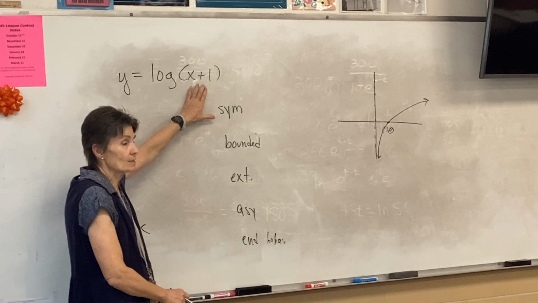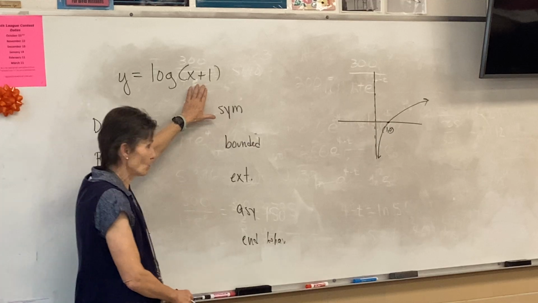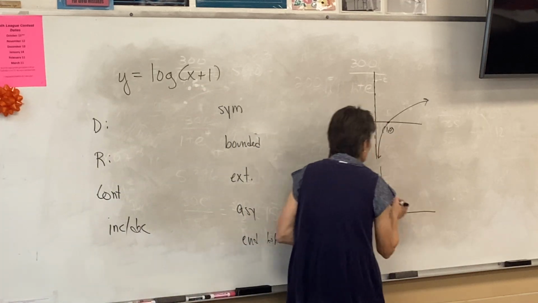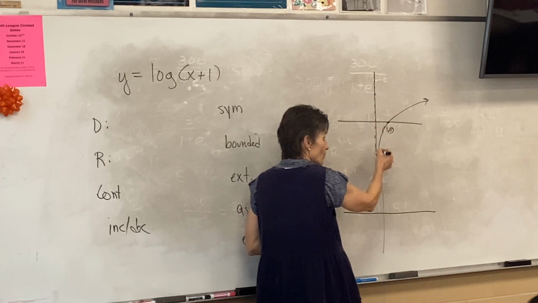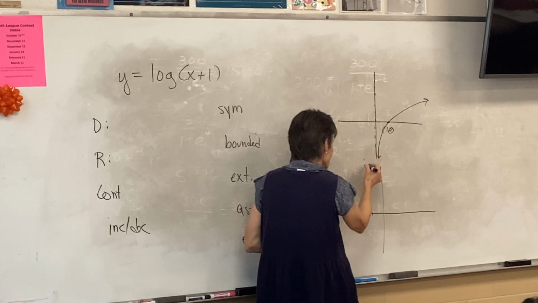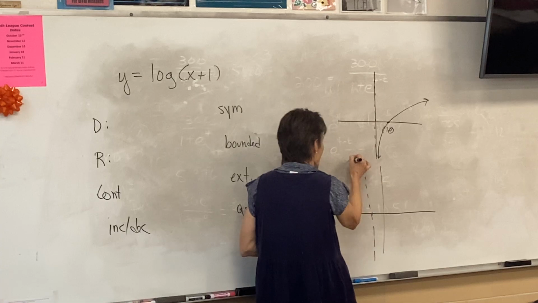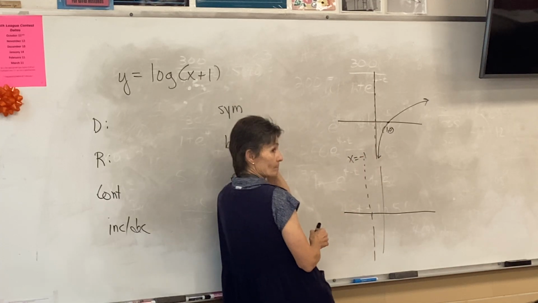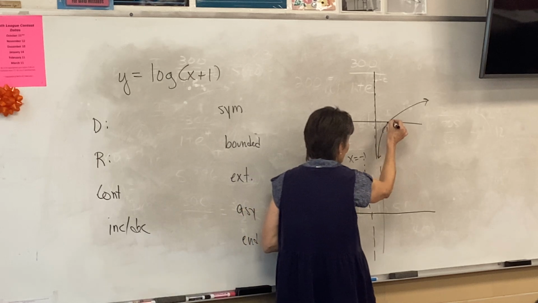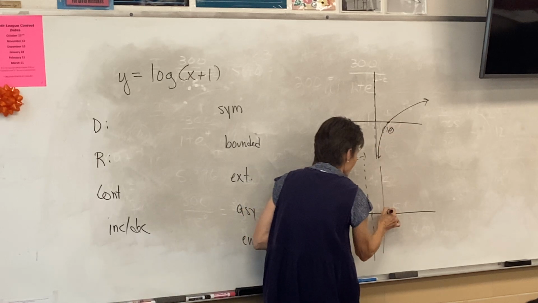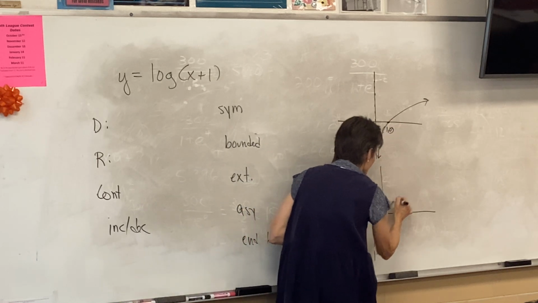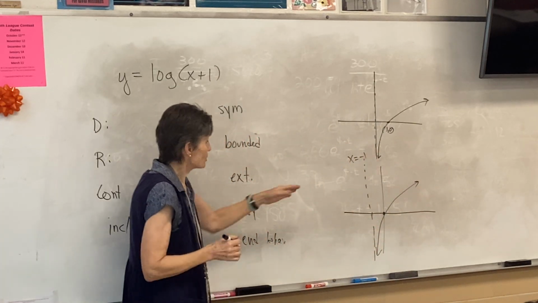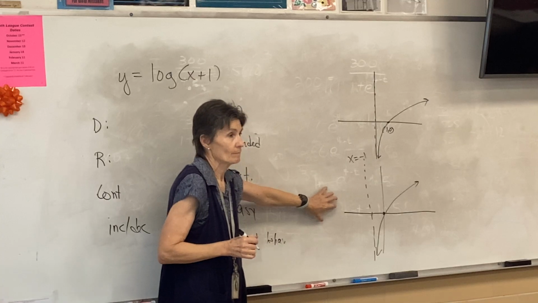What does that do to the picture? Left one. So, instead of having an asymptote at 0, it's now going to have an asymptote at -1, because you went left. And instead of having a dot at 1, it's now going to have a dot at the origin. Other than that, it's the same picture. So this is the picture.